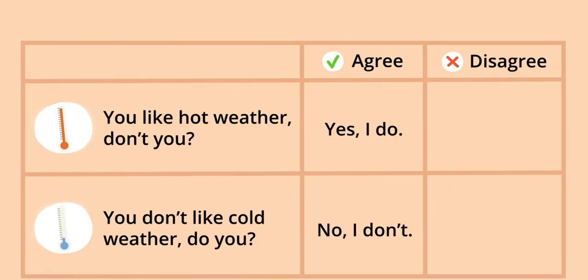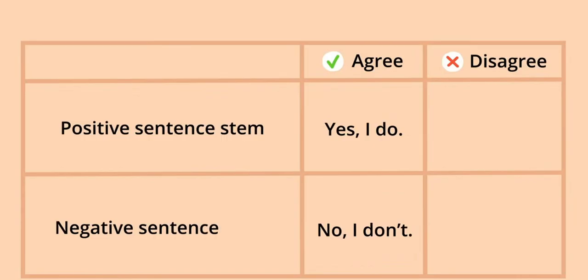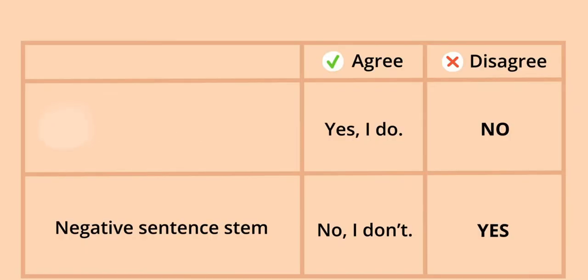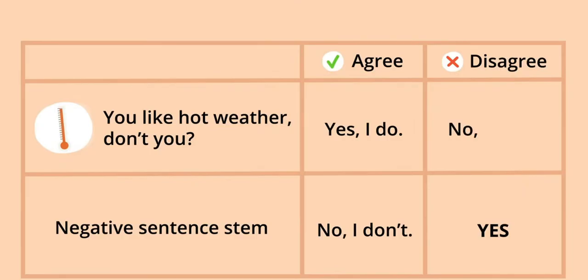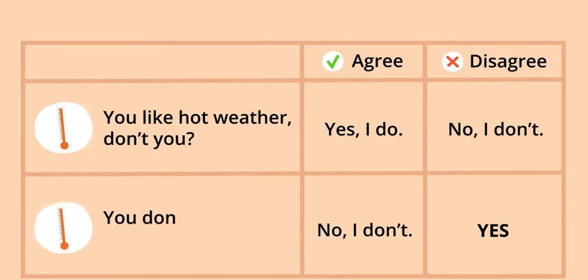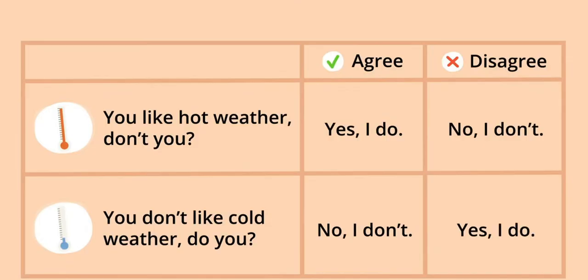If you disagree with the sentence stem, use the opposite type of verb in your response as the stem. Respond with no for a positive sentence and yes for a negative sentence. For example, you like hot weather, don't you? No, I don't. I don't like hot weather. You don't like cold weather, do you? Yes, I do. I like cold weather.